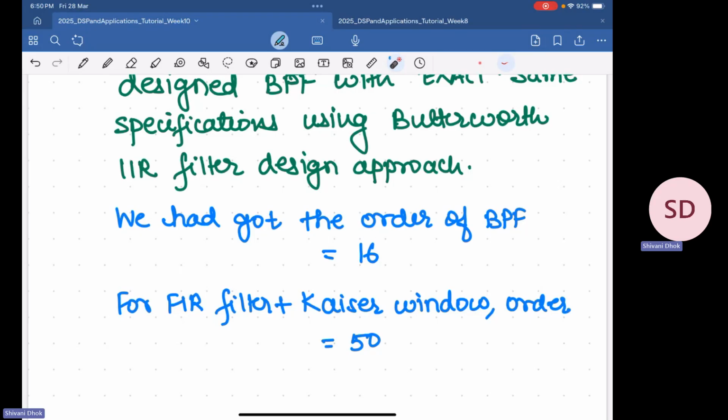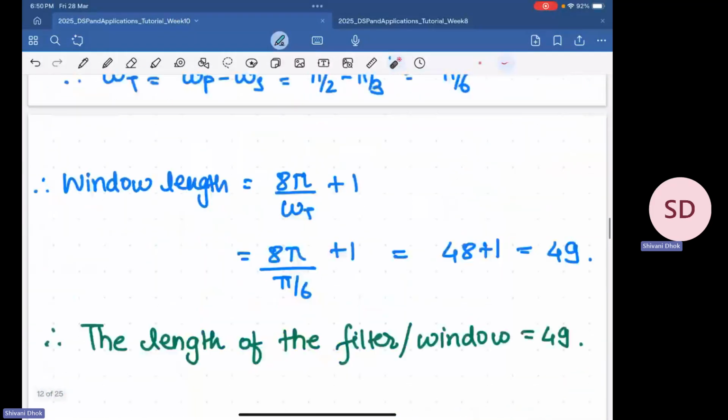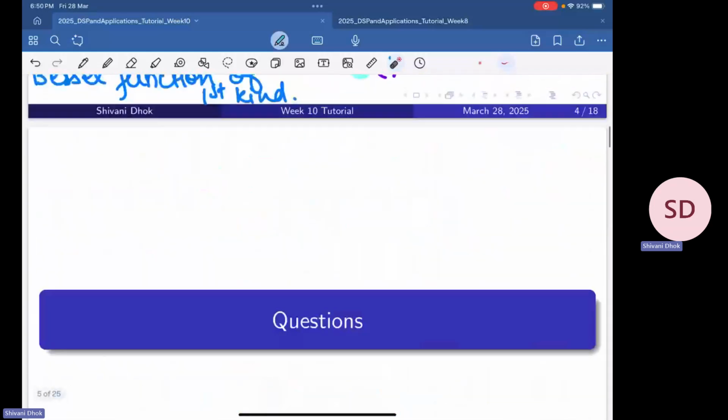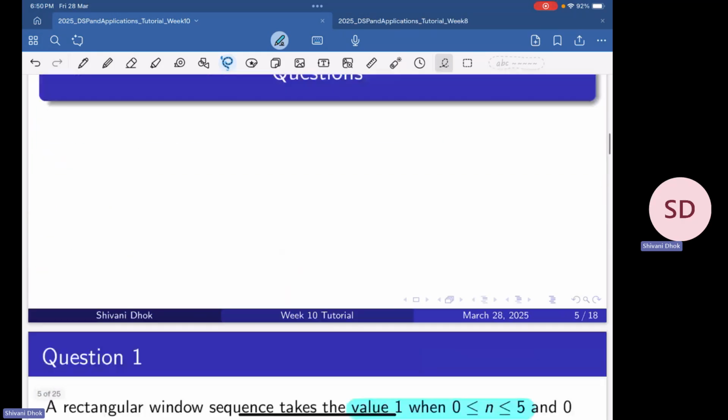Now since I have time, I'll also construct the window now. So what was the formula for our window? The window formula is given by this here. So this beta into n, beta had come out as 0. So now we get I0 of 0 upon I0 of 0, which is equal to 1, which means that this is now reducing to our simple rectangular window. Is it clear? Any questions till this point?